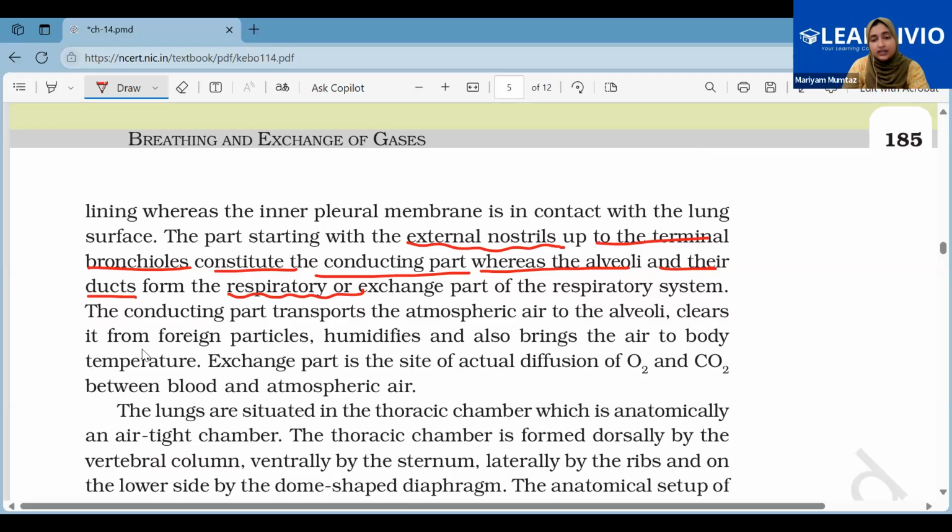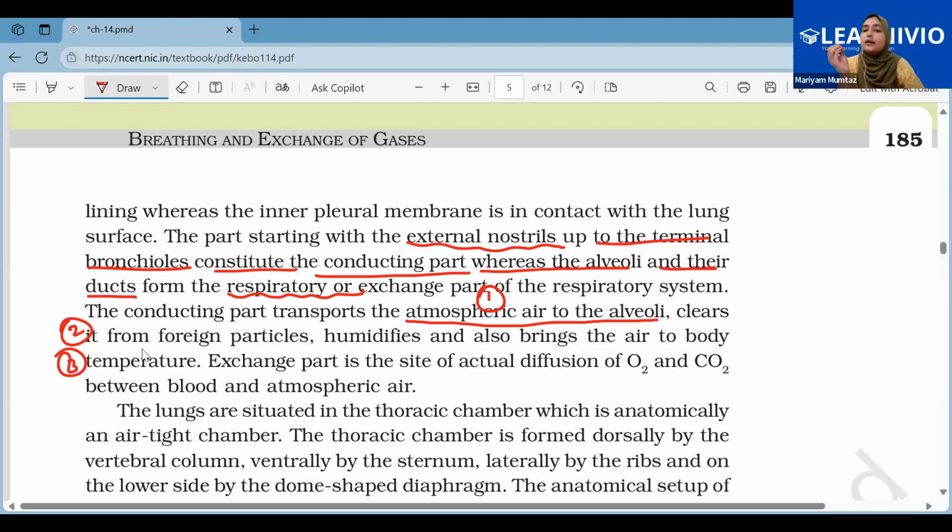Now the conducting part transports the atmospheric air to the alveoli. First thing, the most important thing, obviously. Then it clears the air of foreign particles, so it sort of filters the air, humidifies the air and also brings it to our body temperature. This is the function of the conducting part of our respiratory system. So starting from the nostrils up until the bronchioles is our conducting system. Conducting, you understand? From one part it will go to the next, and the next, just like that. Nothing else is happening.